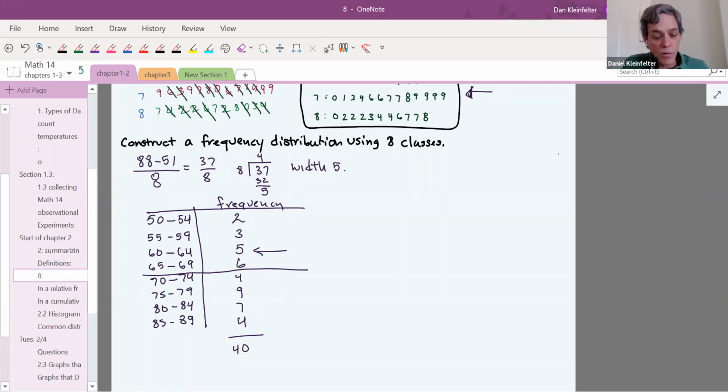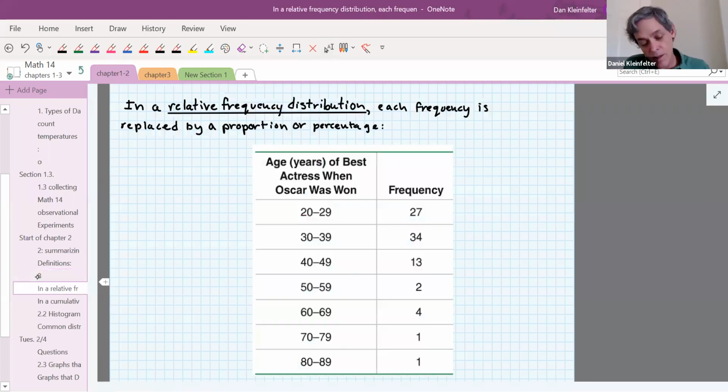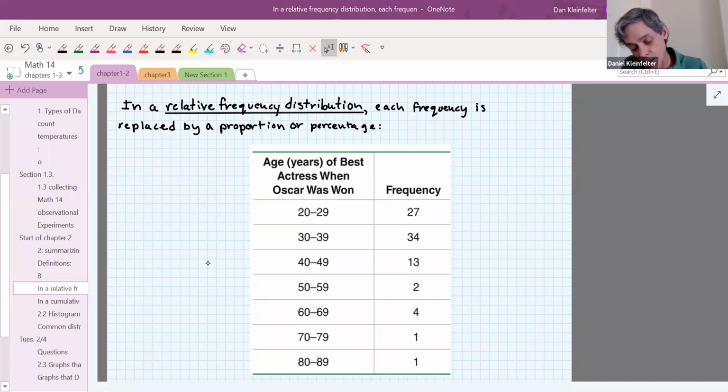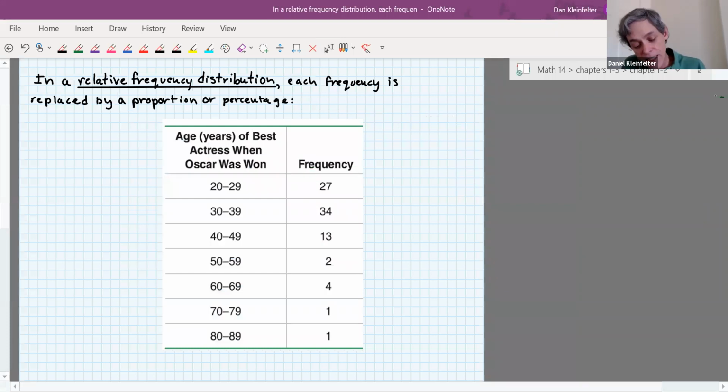All right, so we'll move on from here. We're going to talk next about what is called a relative frequency distribution. In a relative frequency distribution, each of the frequencies is replaced by a proportion, or a fraction or a percentage. So here we're going back to our listing of the Best Actress Oscar winning people, and we saw that there were a total of 82 winners.